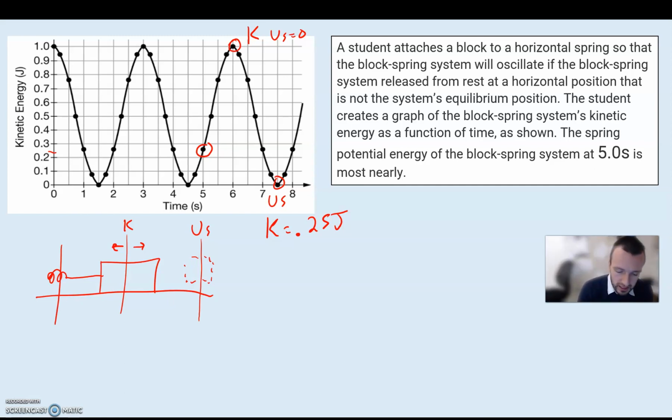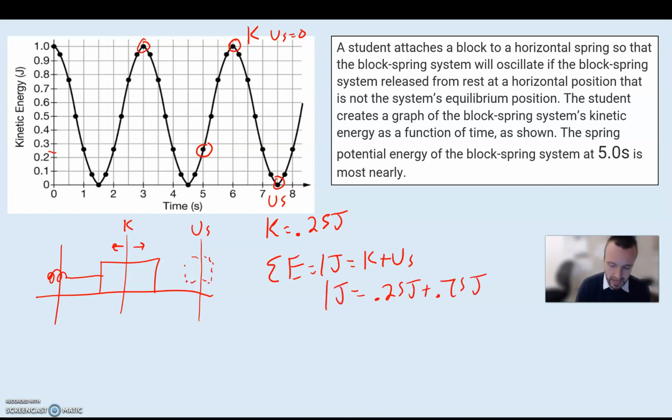So what does that mean? That means that the total energy, the most we can have, is 1, right? If it's all kinetic at 1 joule, then the total everywhere has to be 1 joule. And so at 5 seconds, if our kinetic energy is 0.25 joules at that point, and we know our total energy, not change in energy, but our sigma energy here, is 1 joule, and that's made up of K plus US, then we just say, oh, well, kinetic is 0.25, so my spring potential energy has to be 0.75 to add up to that same total. So we're using conservation of energy here as we interpret this graph.